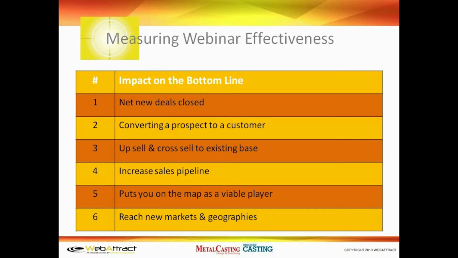Now obviously, net new deals closed is one of the greatest ways to measure the effectiveness of a webinar, but there's other ways. And one of them is from converting a prospect to a customer. We've done webinars where the attendees were a prospect. They were on the fence, but they were inspired by the webinar, what they learned in the case study, that they saw how that case study could solve a similar problem for them, that they accelerated their interest in dealing with the organization and actually became a customer. So that's a very powerful result of a webinar in its effectiveness.